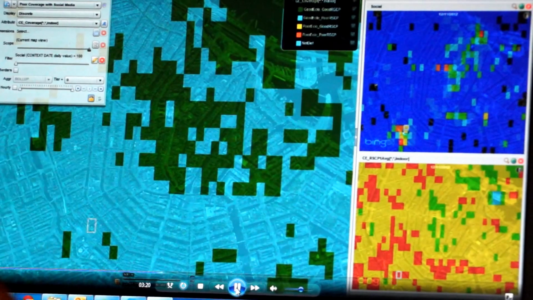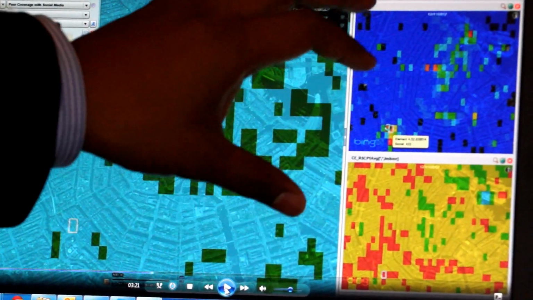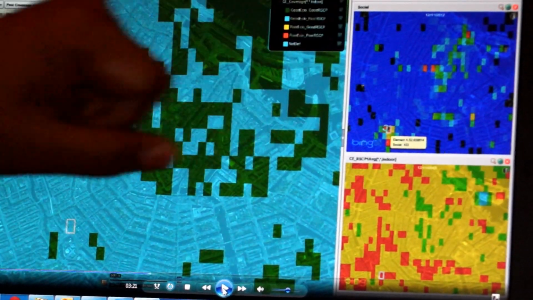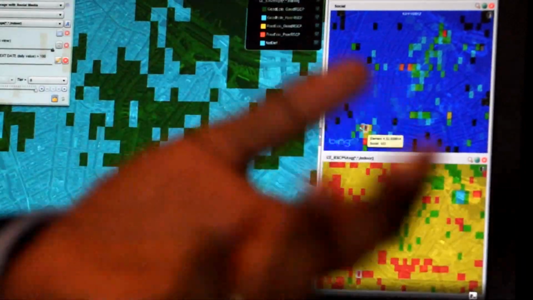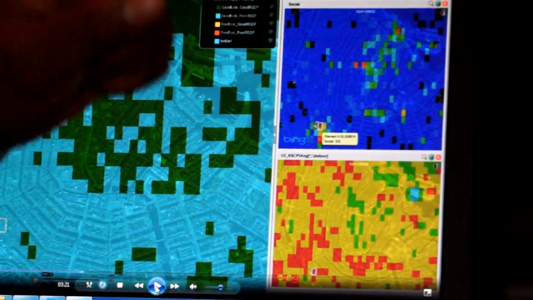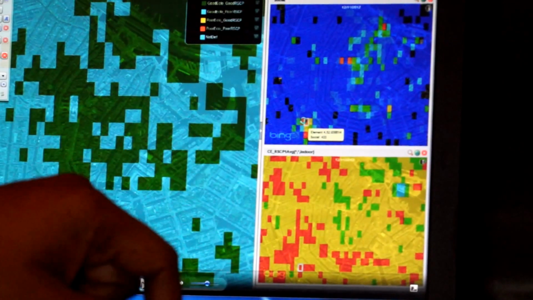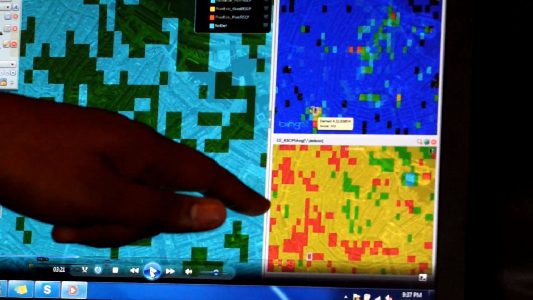In this case, what you're looking at is something very interesting. What we're bringing in is actually Twitter feeds. So where are users, not just on your network, they could be anyone on any network, uploading the Twitter feeds from? So I can see where the actual traffic is, and I can look at the same area to see, do I have enough coverage? Do I have enough capacity to serve those people?